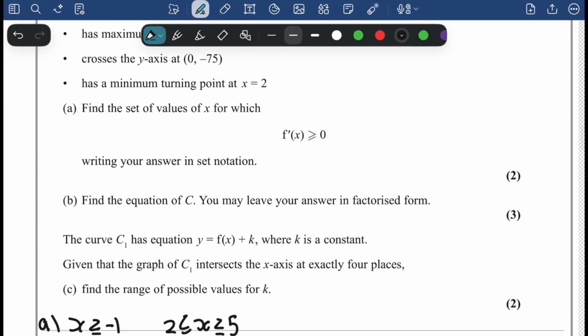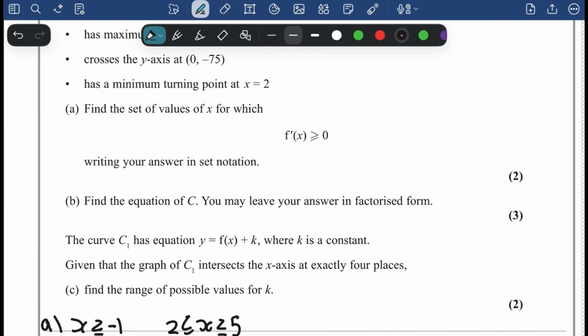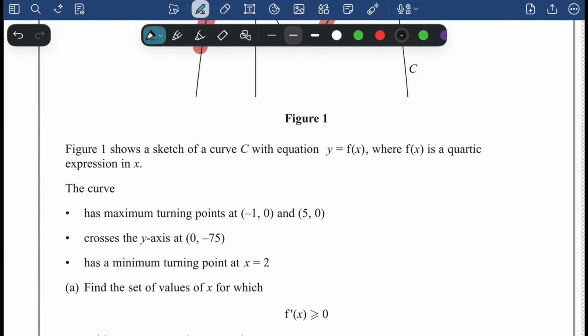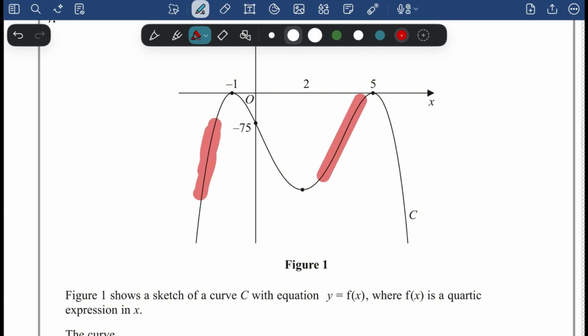Okay, now part B says find the equation of C. You may leave your answer in factorized form. We're definitely going to be doing that, right? Because we do not want to be dealing with quartics. So what do we actually know from the information given to us here? We're told that it has maximum turning points at minus 1 and 5, and it crosses the y-axis at this point. Well, what we know about these points is they're repeated roots.